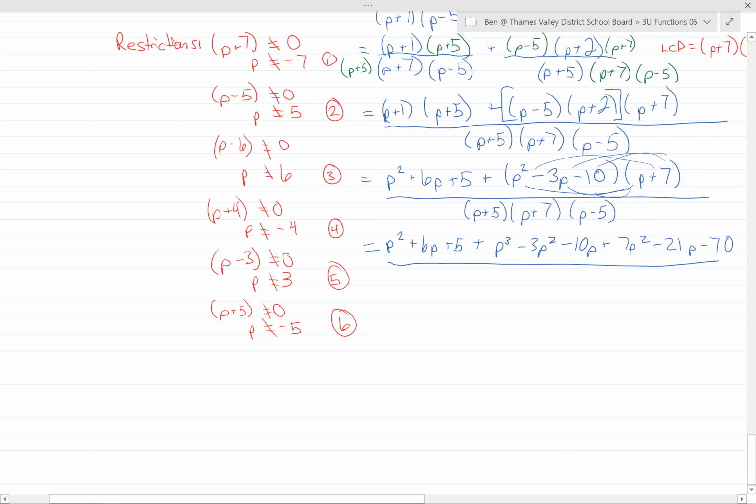There we go. Is it long? Yes. Is it really confusing? Not really. We're just following through with all of our strategies. It's just a little bit clunky. P plus 7, p minus 5.